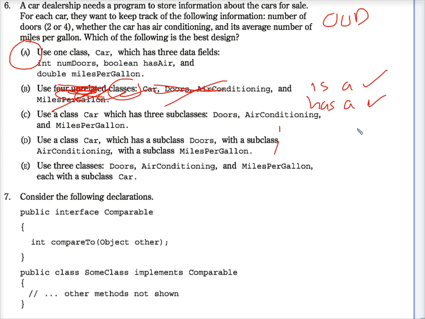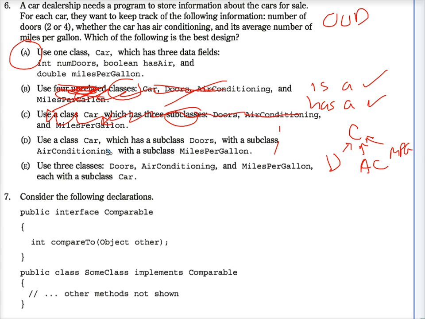Well, should car be a parent class and then have doors below it and AC below it and miles per gallon? In other words, would you say that door is a car? Because when you draw inheritance charts, the thing below, the child, is a parent. That makes no sense. Air conditioner is a car. That is so wrong. A subclass is just a fancy way of saying a child class. You should know that it was vocabulary.